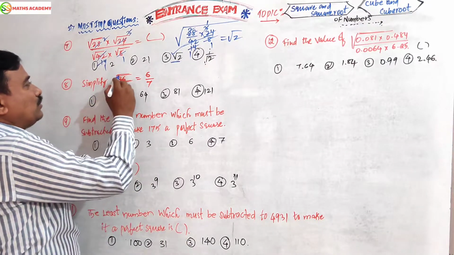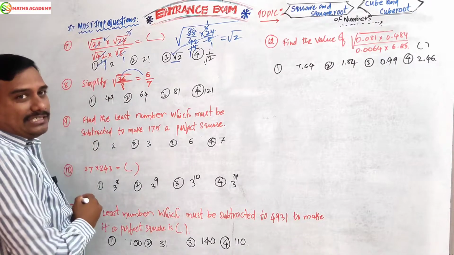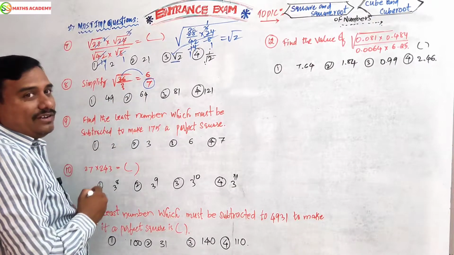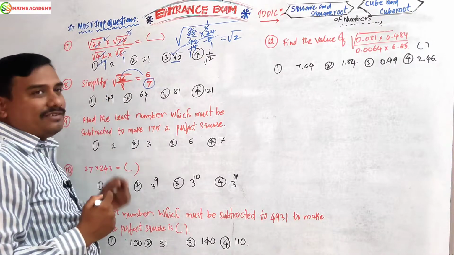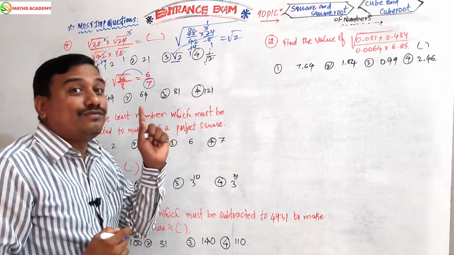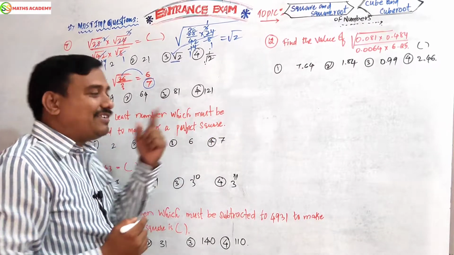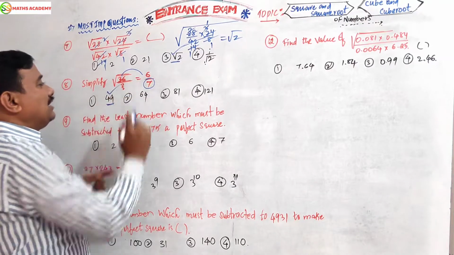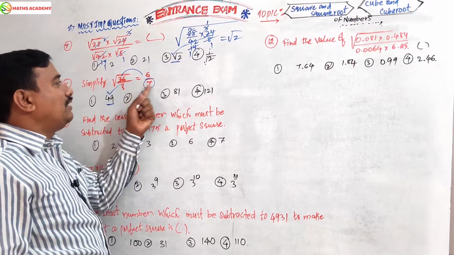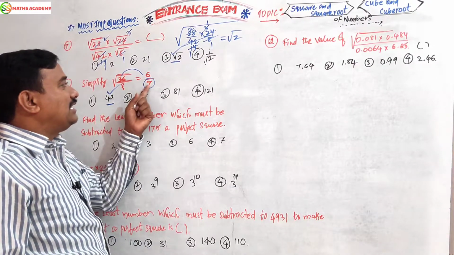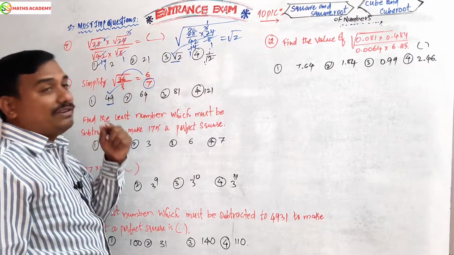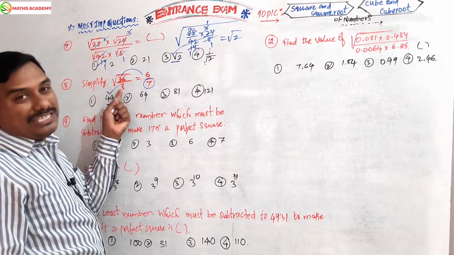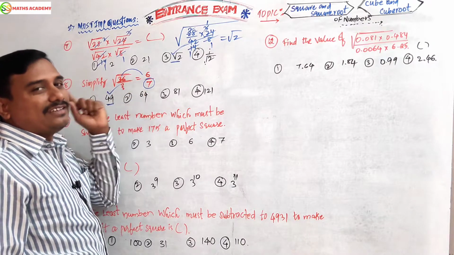Next, friends, root 36. Root 36 value is 6. Here, what is the value? 7. Which value do you have to put here to get 7? 49. Root 49 is 7. Yes, your answer is correct. If you do 64, 8 will come. 81 will come, here keep 81, 9 will come. Here keep 121, 11 will come. 49 only fits this answer. Root 49 value is 7. That's it.